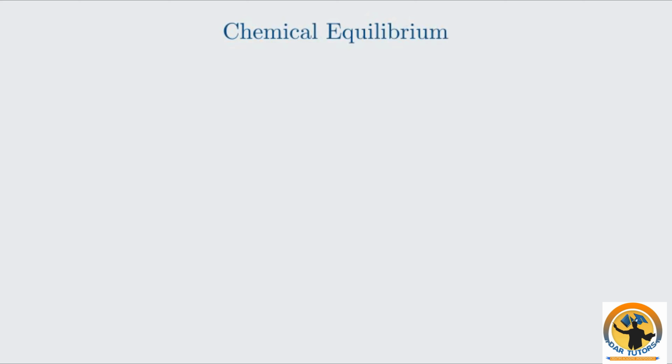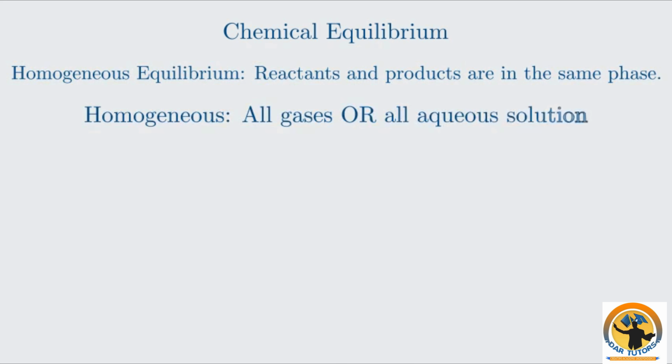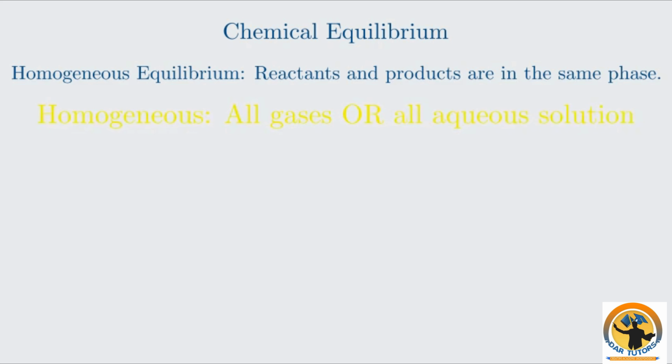We classify these chemical equilibria into two main types based on the phases of the substances involved. First, we have homogeneous equilibrium. In a homogeneous equilibrium, all the reactants and all the products are in the same physical phase. This means they are either all gases or they are all dissolved in the same solution, for example, all aqueous.